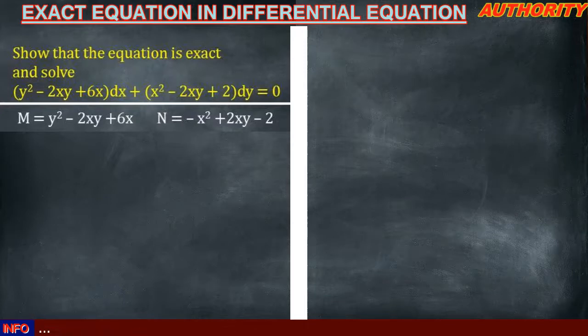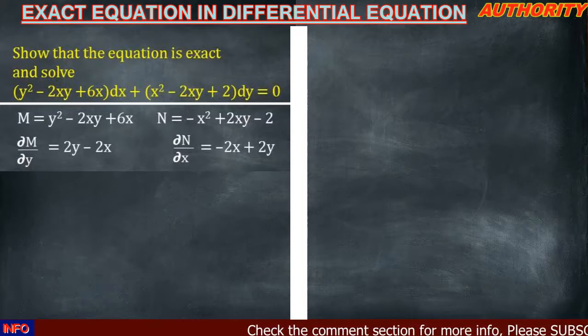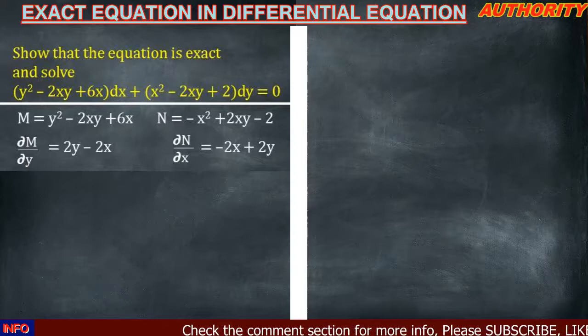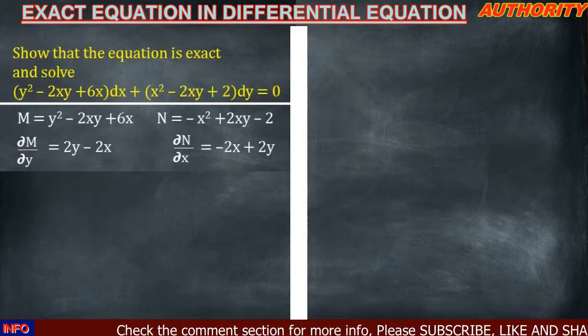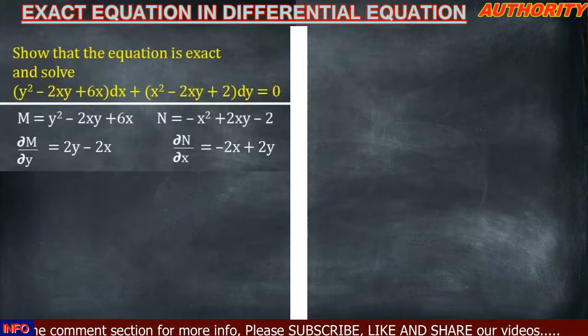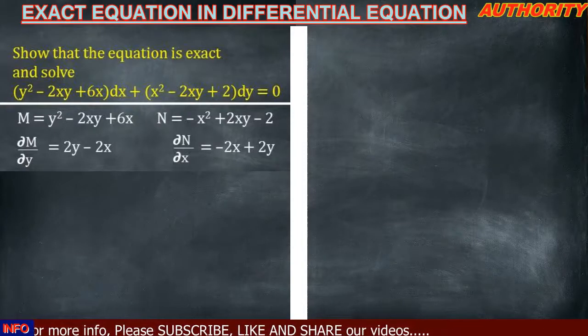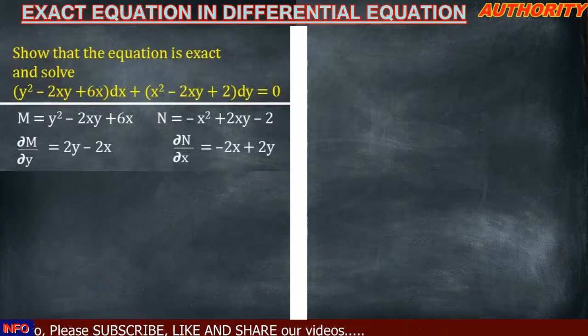So here we have y squared minus 2xy plus 6x. When we differentiate y squared, it's going to give us 2y. Then we have minus. When we differentiate 2xy, it's going to give us 2x. And then 6x is going to give us 0, right? Good. So that means the partial derivative of M with respect to y is equal to 2y minus 2x.